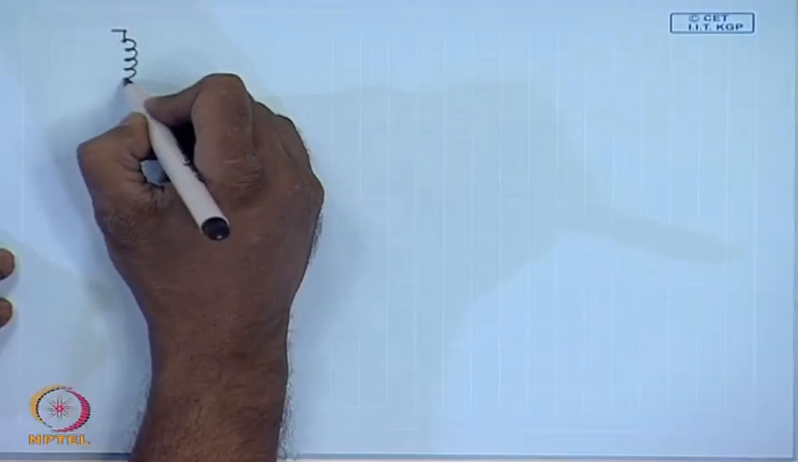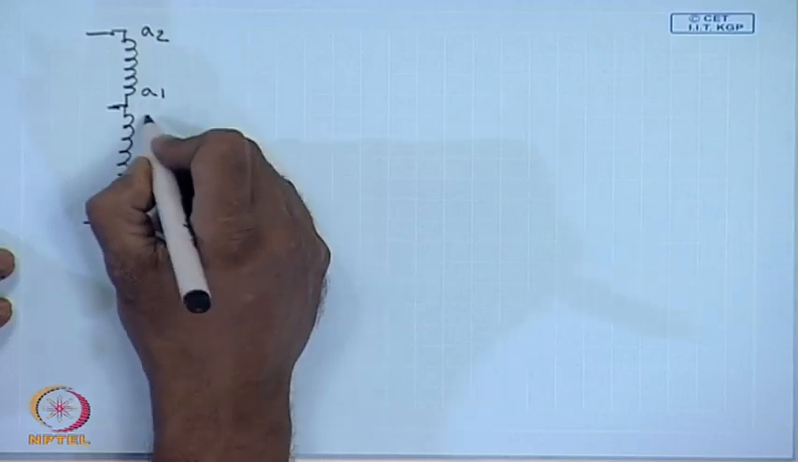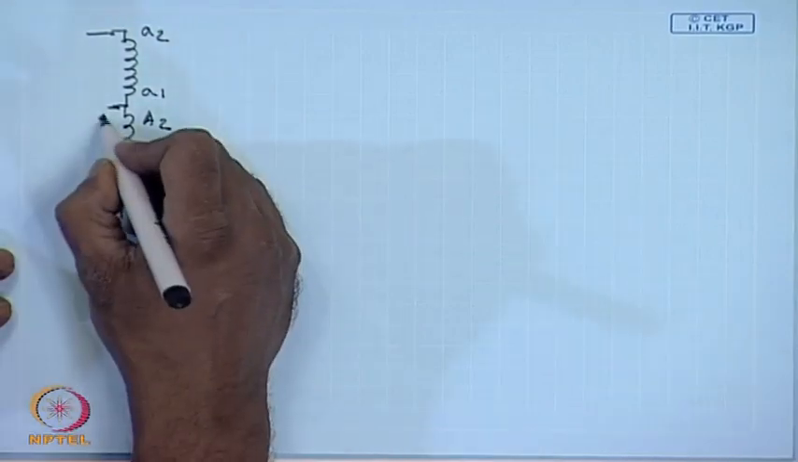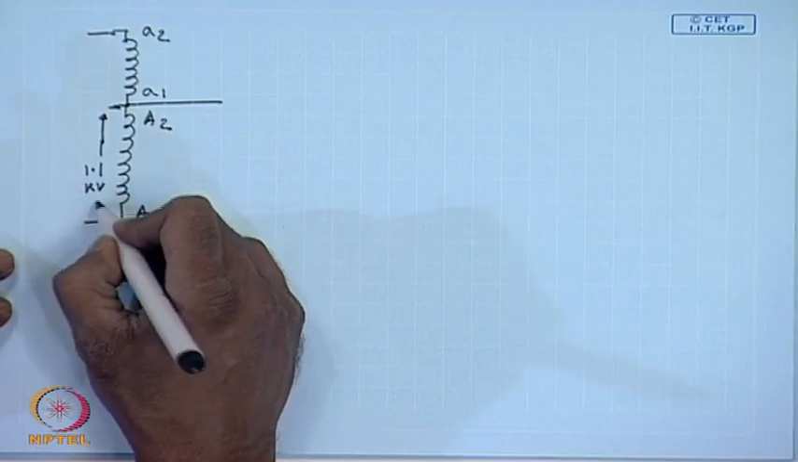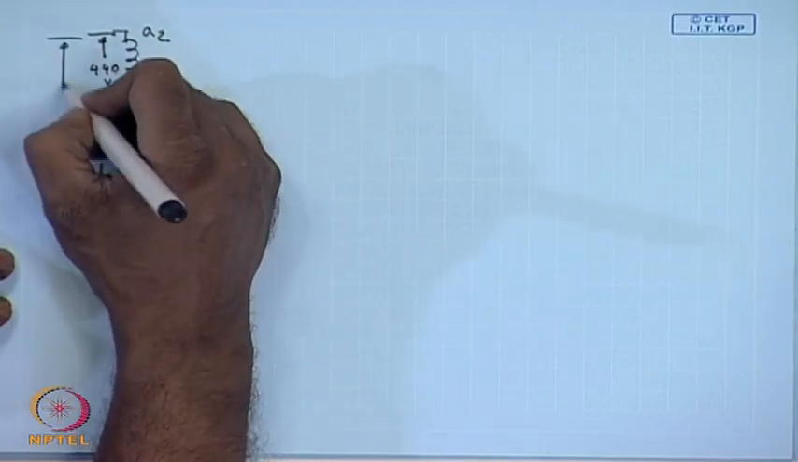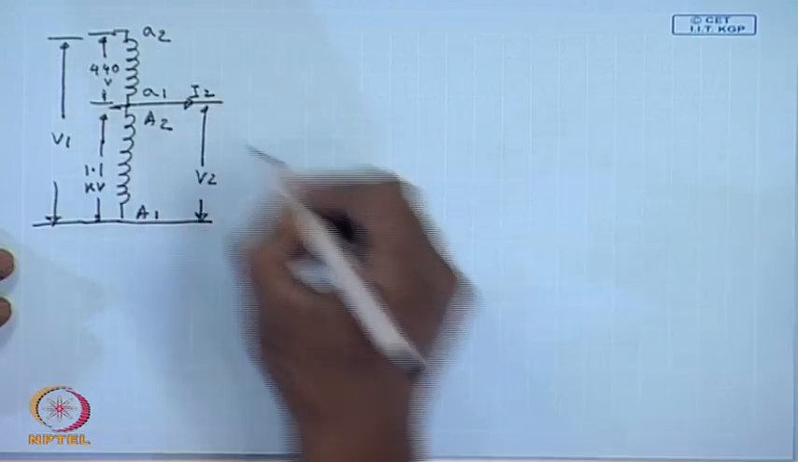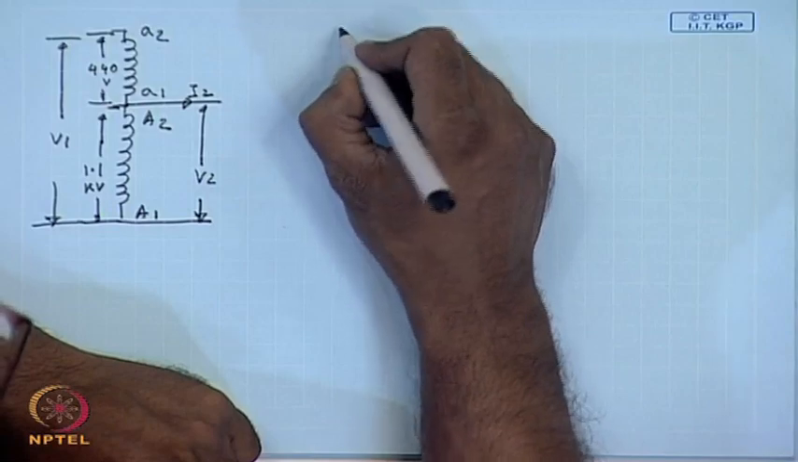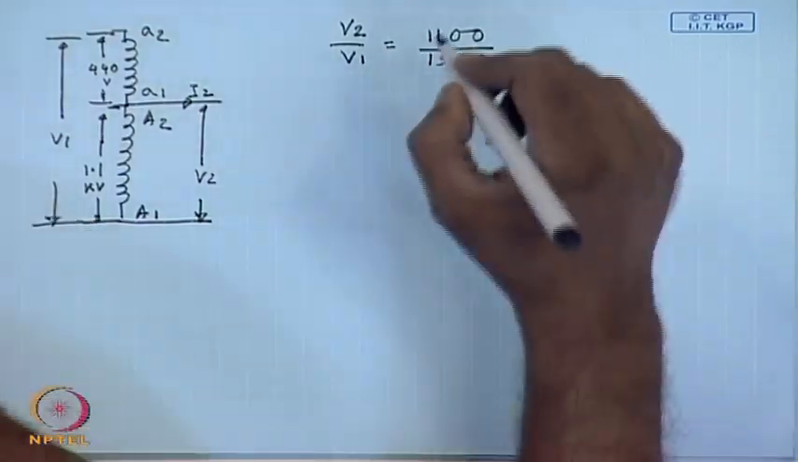There is another connection possible, where the section a2 a1 is connected on the top and the section capital A2 A1 is connected on the bottom. In this, that is here a2 a1 and here A2 A1, and the output is taken across the high voltage winding. So, this part has a rated voltage of 1.1 kV and this part has a rated voltage of 440 volts. Hence, here the voltage conversion ratio will be V2 by V1 equal to 1100 divided by 1540, going by the same logic.